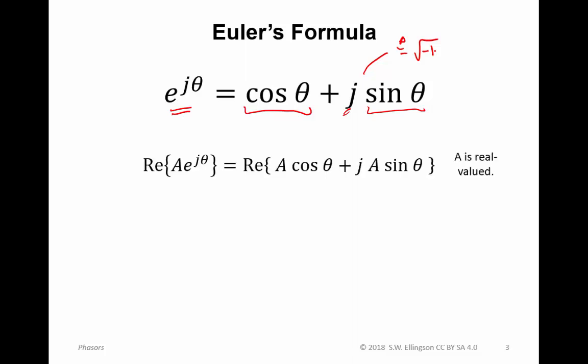Here's something that comes out of that relationship. If a is a real valued constant, I can multiply this by a and take the real part. When I do that, I get the real part of the expanded quantity, a cosine theta plus j a times sine theta, which is simply a cosine theta. This simple operation is the enabling mathematics behind phasors.